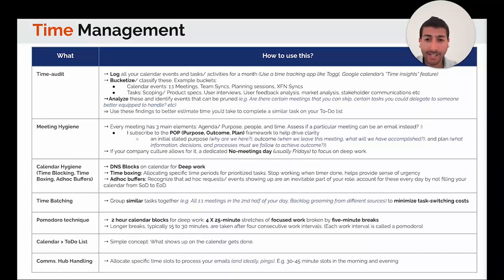Then there's the Pomodoro technique, which is, again, one of my favorites. And the concept is pretty simple, right? It's basically you allocate 2-hour blocks on your calendar for deep work, right? And the way you utilize this 2-hour block is you have 4 individual sessions that are each 25 minutes long, right? So you have a 25-minute session to start with, then you take a break for 5 minutes, then you have the second session, so on and so forth.